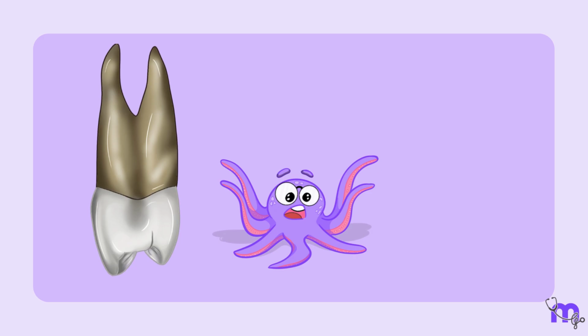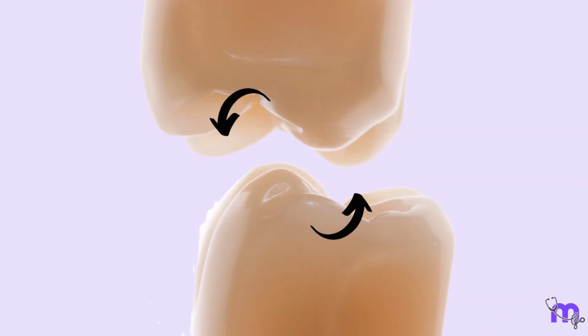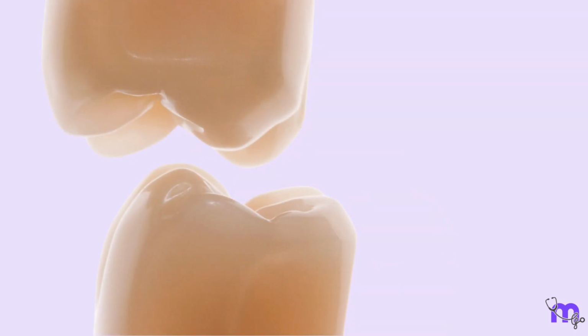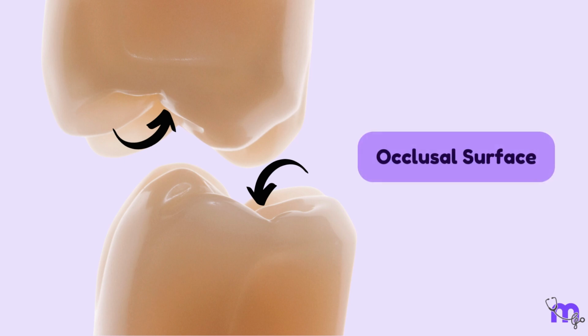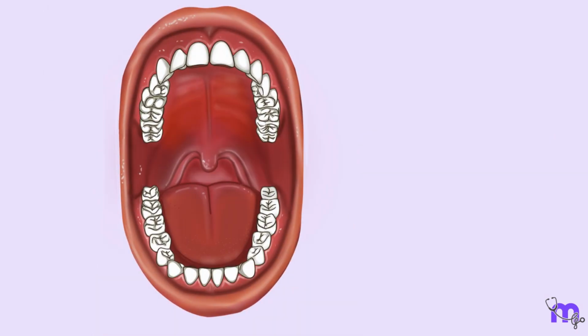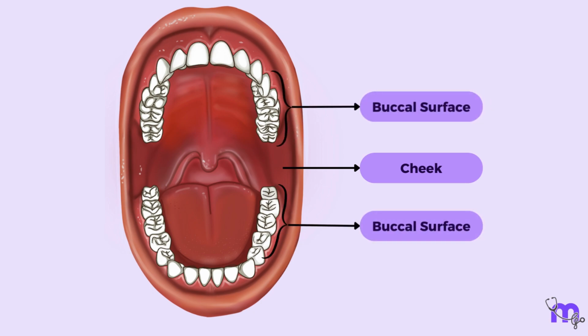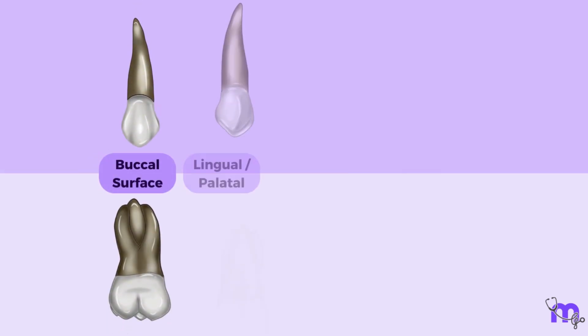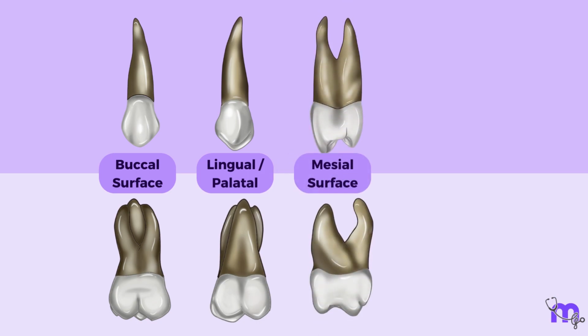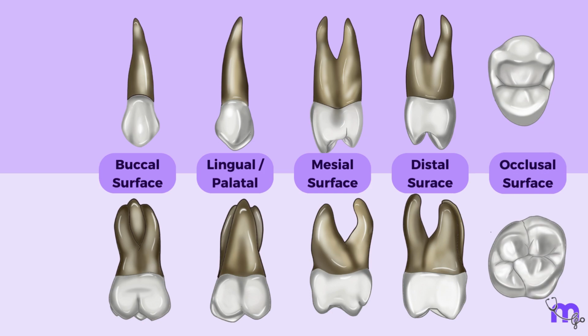What about the premolars and molars? These teeth are meant to chew food, so they have a large surface on top to crush the food. The posterior teeth have an additional surface that comes in contact with teeth in the opposite arch in occlusion. This is referred to as the occlusal surface. And since these teeth face the cheek instead of the lips, that surface facing the cheek is referred to as buccal surface rather than labial surface. So the surfaces are buccal, lingual or palatal, mesial, distal, and the occlusal surface, making it a total of 5 surfaces for the premolars and molars.